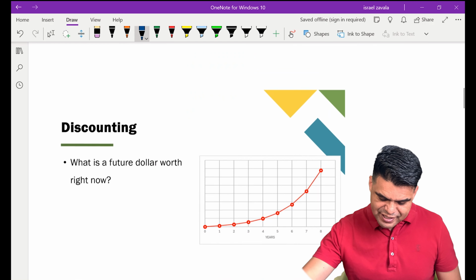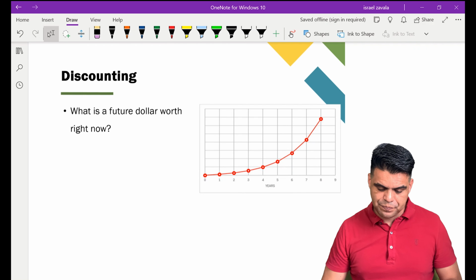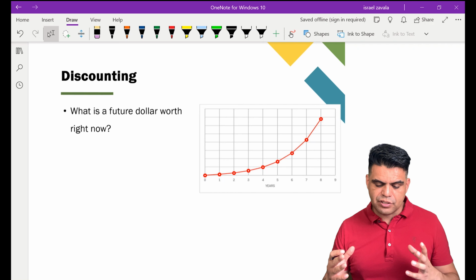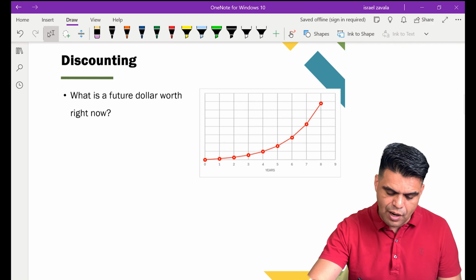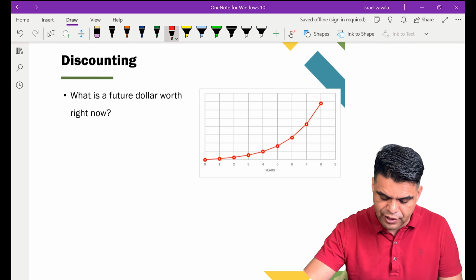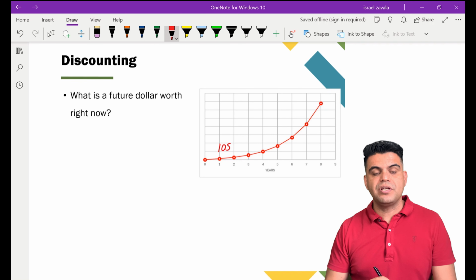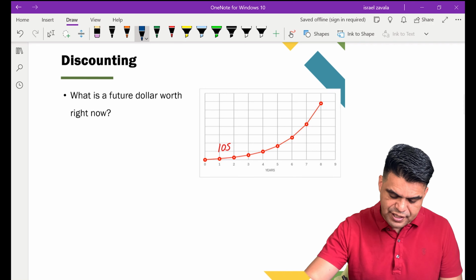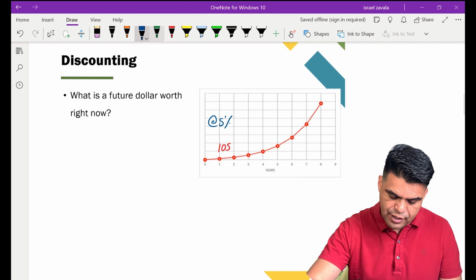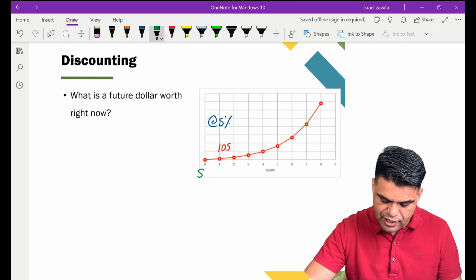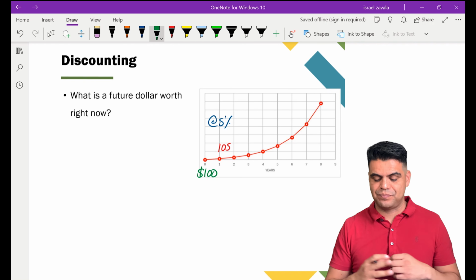So discounting, really simple, because I've already explained this in another video. It is, what is a future dollar worth right now? So let's say someone promises you, and I used the same example in the other video, let's say someone promises you $105 1 year from now. Well, if we discount that at 5%, we know that $105 is only worth $100 in hand today.